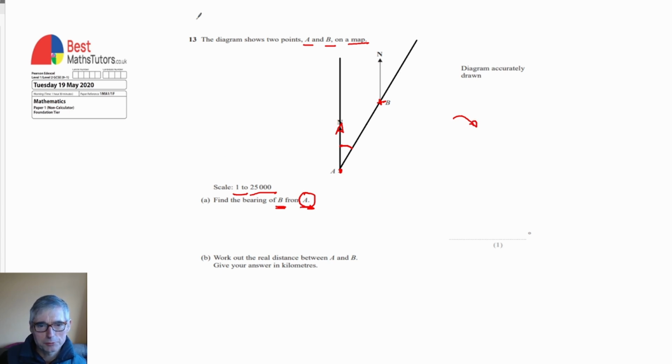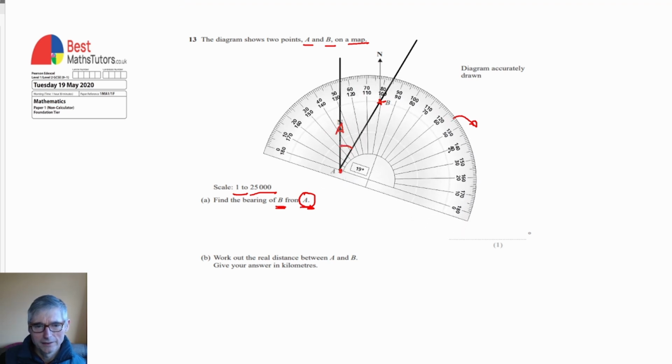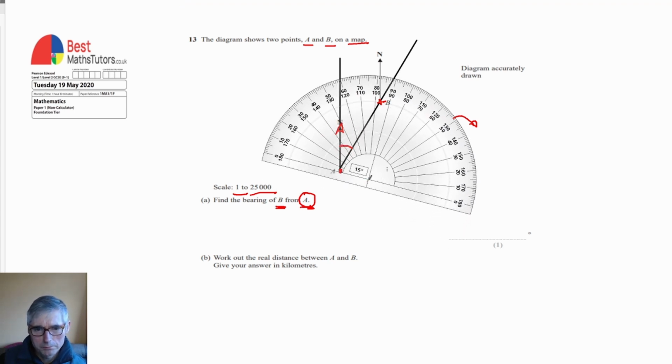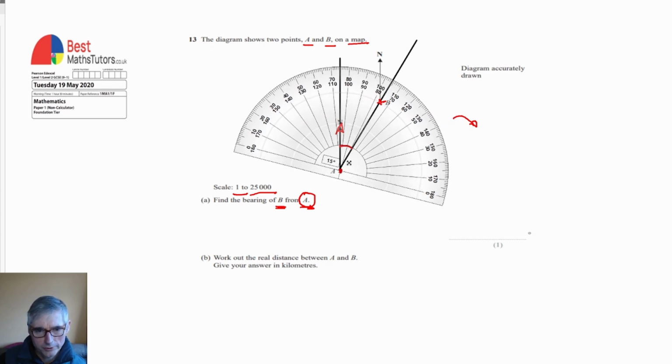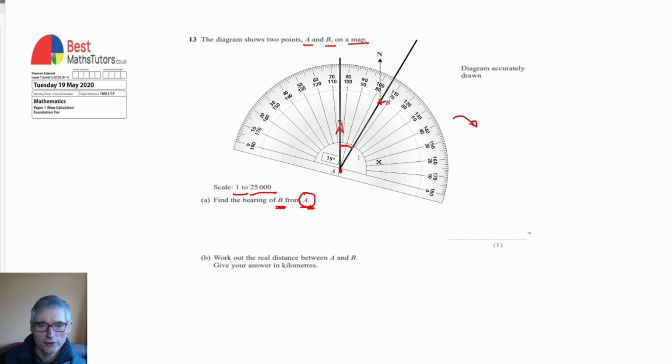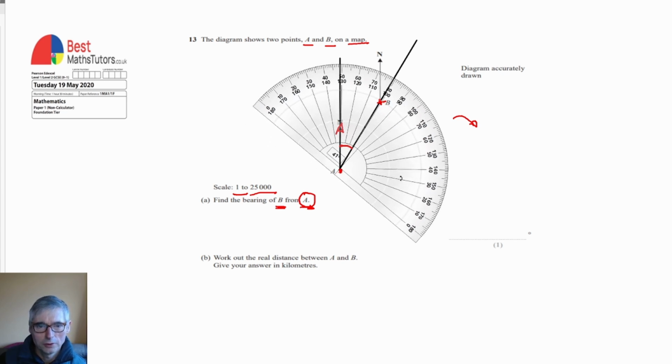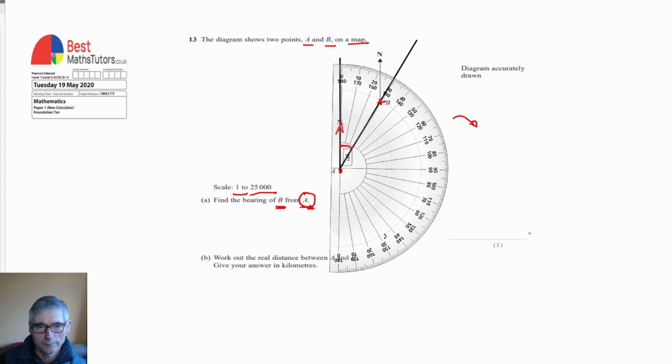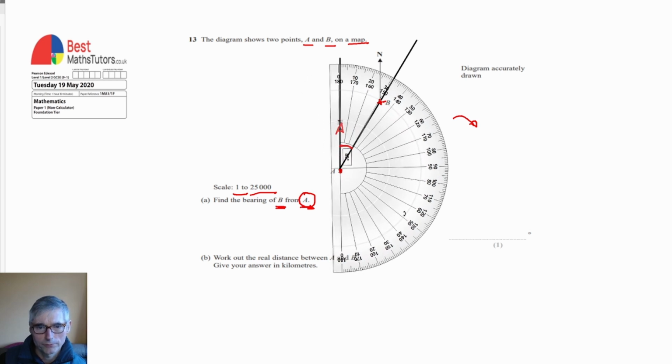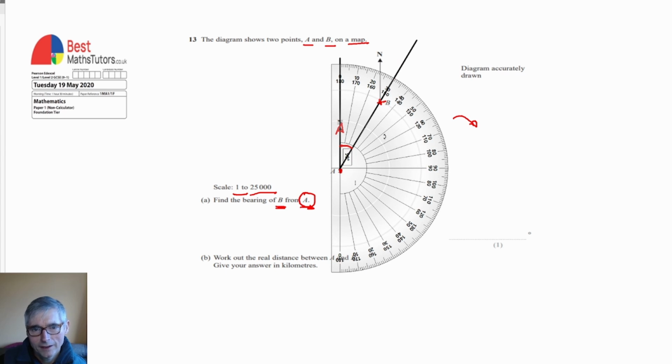I'm going to need a protractor for this. So here's my protractor. I'm going to move the cross point on the protractor so that it's at point A there. Then I'm going to rotate it until the 0 on the outer scale is facing north, so it's lined up with the north line. I'm interested in the angle that the line from A to B is at. We can see that it's actually at 30 degrees. So that's my bearing, 30 degrees.